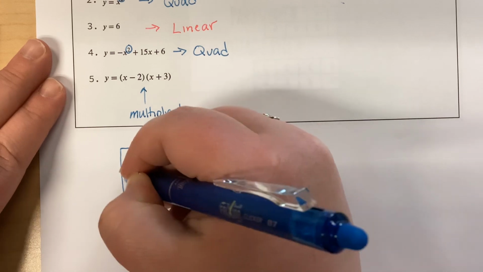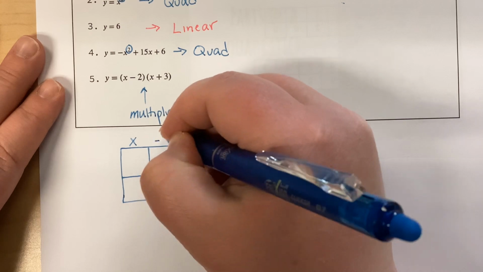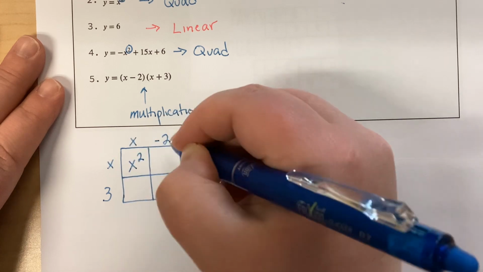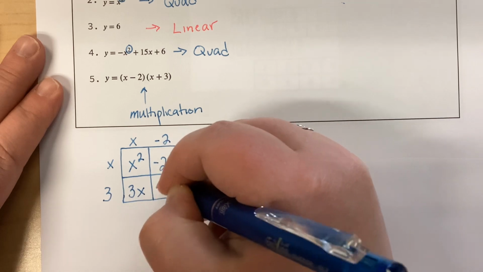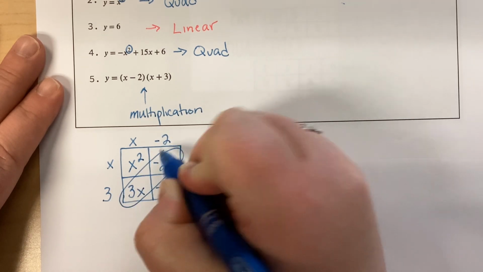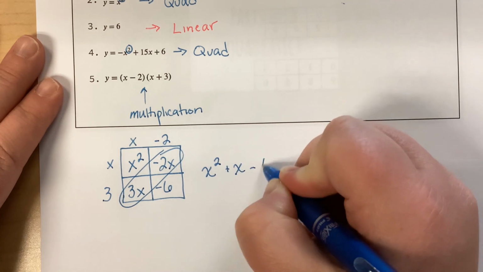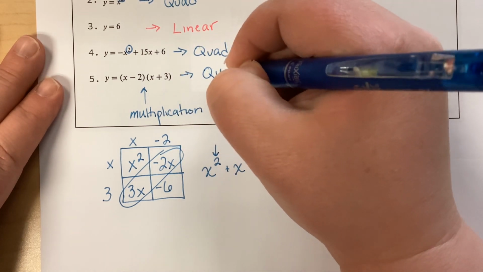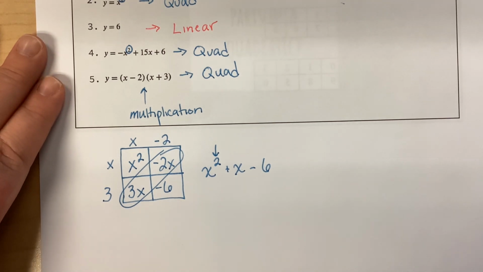But since it's our first time talking about it, let's go ahead and see what happens when I multiply these 2 together. So I'm going to have x and -2 and x and +3. X times x is x squared. X times -2 is -2x. 3 times x is 3x. And 3 times -2 is -6. I'm going to combine my like terms here. So I'm going to have x squared plus x minus 6. There's that squared right there, making this one a quadratic. So anytime you have two sets of parentheses next to each other like that and there's an x in both of them, it's going to be quadratic because you're going to end up multiplying those x's together.